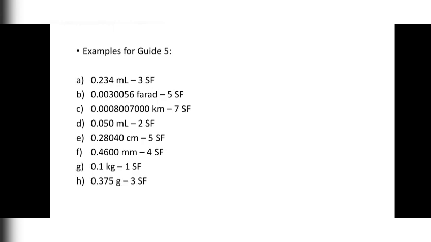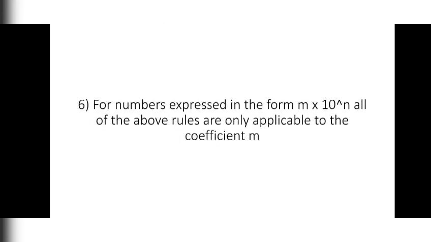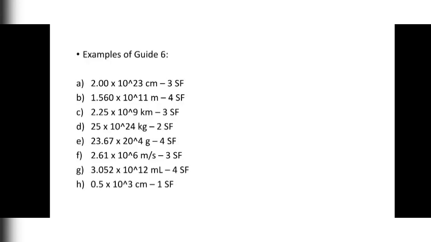Now for the last guide, we have numbers expressed in the form of m times 10 to the power of n. All of the above rules are only applicable to the coefficient m. Let's look at examples. For letter A, we have 2.00 times 10 raised to the power of 23 centimeters. Now, the m coefficient here is the 2.00, so we only apply it to that one. Since it's greater than 1, 2.00 is considered as 3 significant figures.